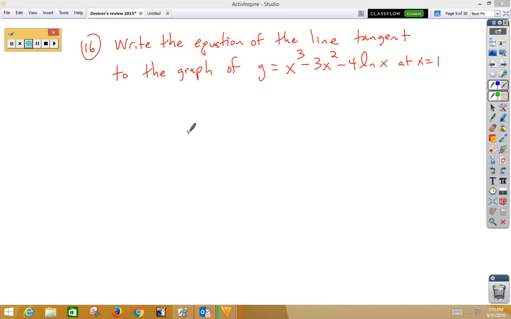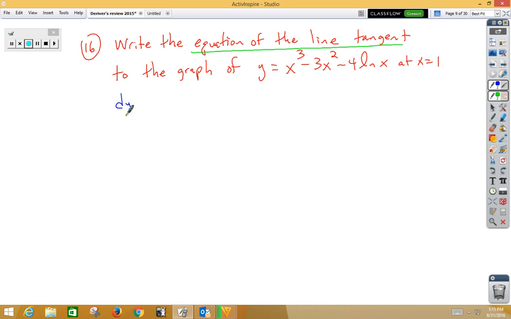This is part 5 of the derivative review. In problem 16, we want to write the equation of the line tangent to the graph at a particular point. Now, when you see the equation of the line tangent, that means you need the derivative, plug in to get a slope, then you can plug in and get a point and write your equation of the line. So let's start off with the derivative.